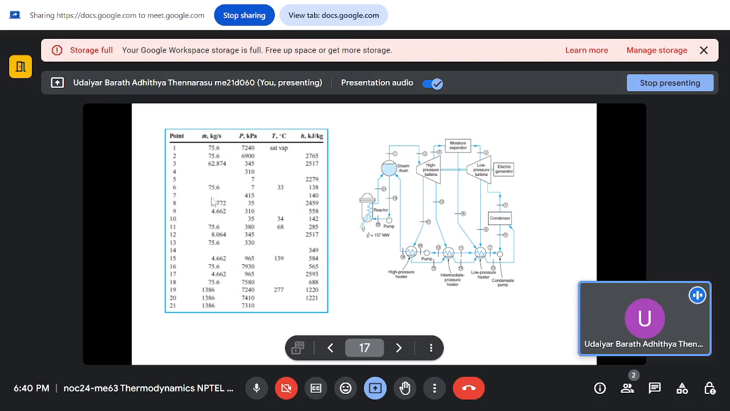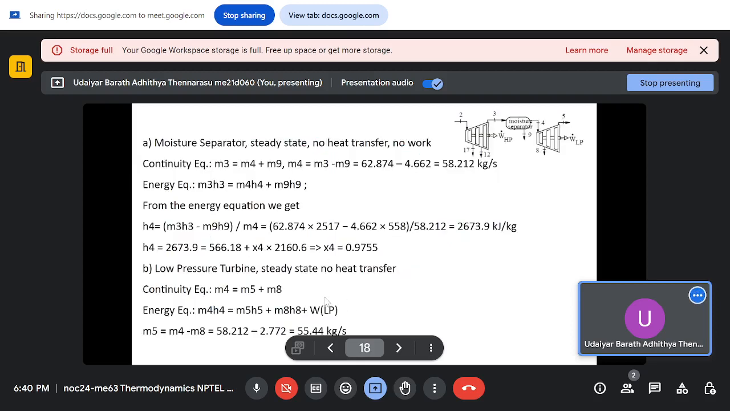So we know the mass at state 8, which is 2.772. Using that and the mass balance equation, we can find the mass at state 5, which will come out to be 55.44 kg per second.